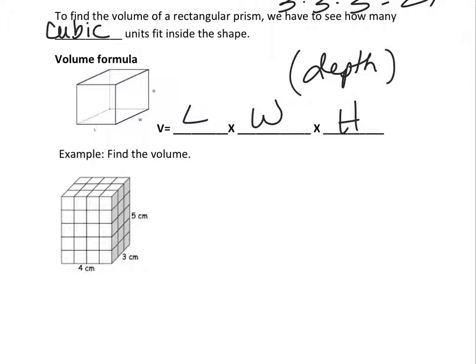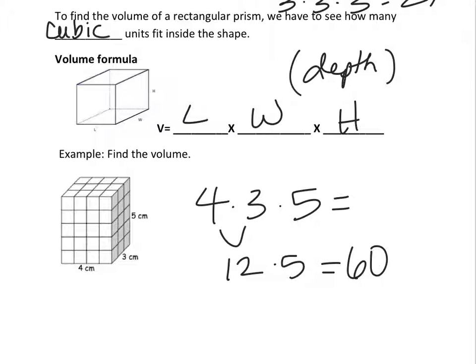So here, in our first example, you have a length of 4, a width of 3, and a height of 5. And you're just going to go 4 times 3 times 5. And 4 times 3 is 12. Times 5 is going to give us 60 centimeters cubed. Okay?